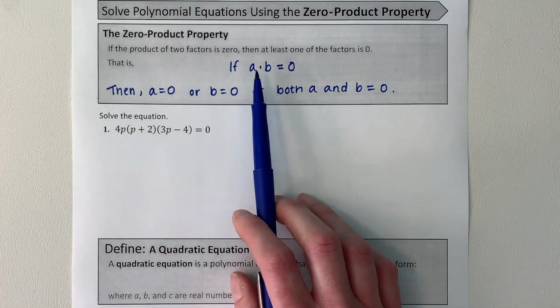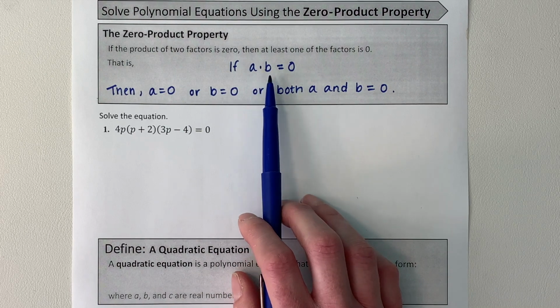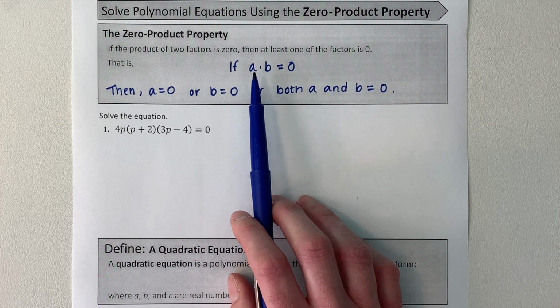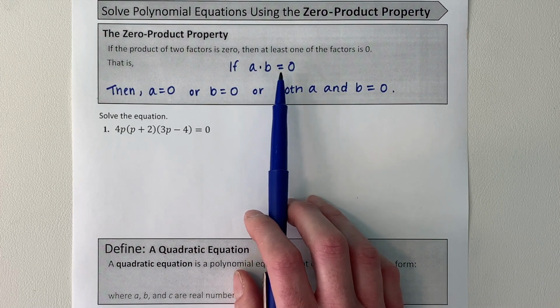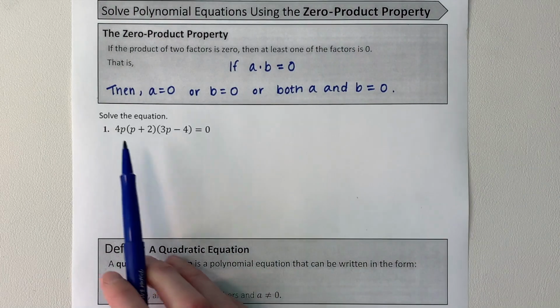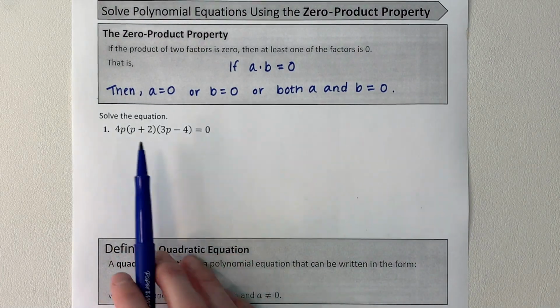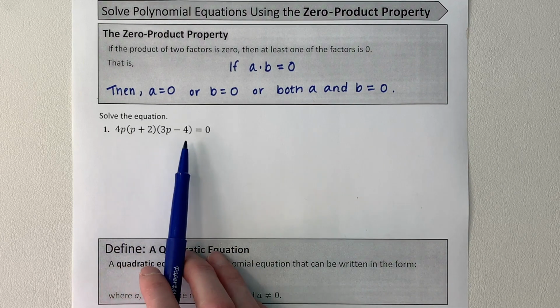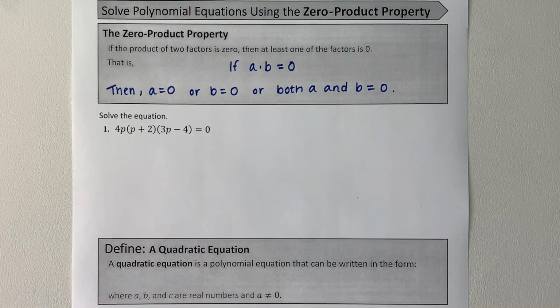And the zero product property does not only apply if you're multiplying two quantities together. This property applies if you're multiplying any number of quantities together and the product is equal to 0. Let's take a look at how we can apply the zero product property. We're asked to solve this equation here. Now this equation is already in factored form. We can view this as if we're multiplying three quantities together. We're multiplying 4p times p plus 2 times 3p minus 4.